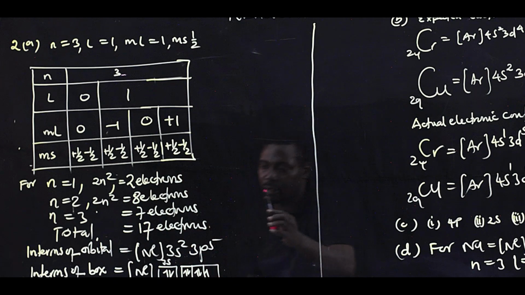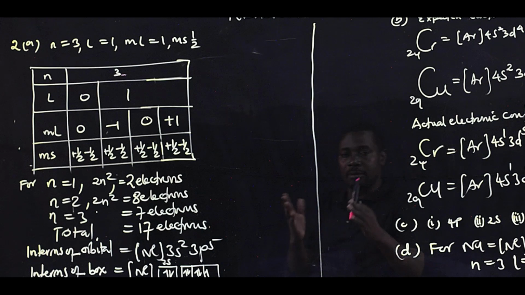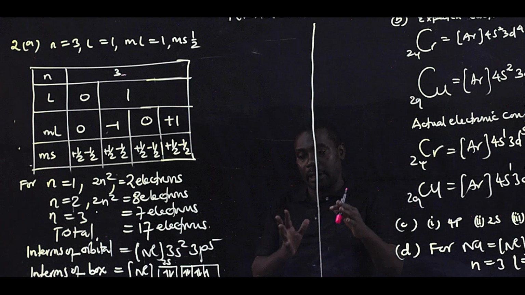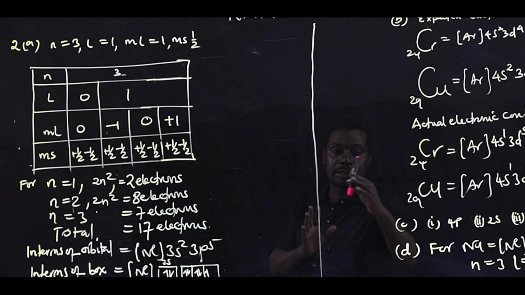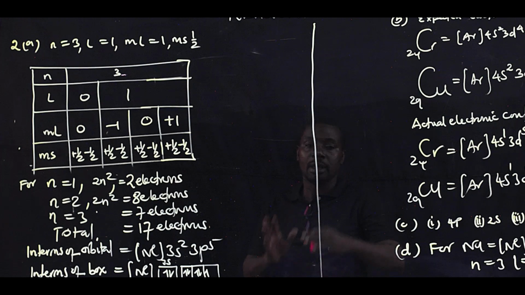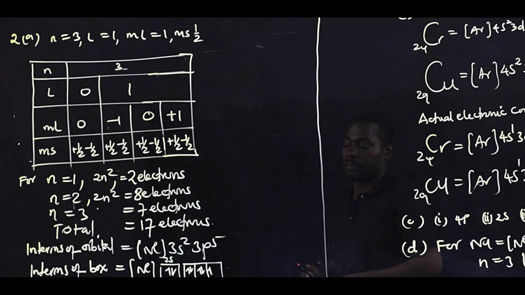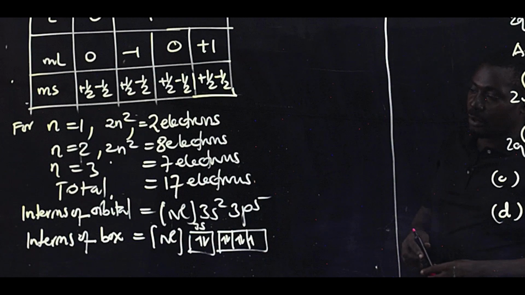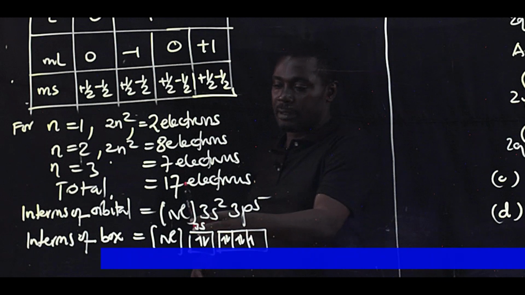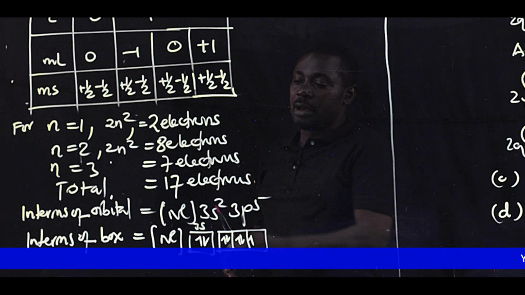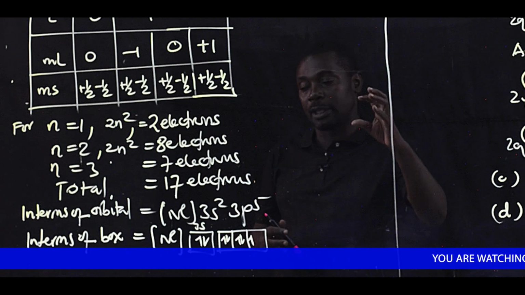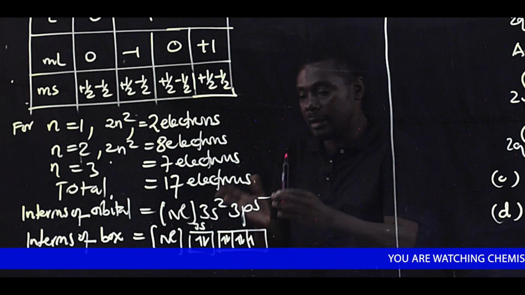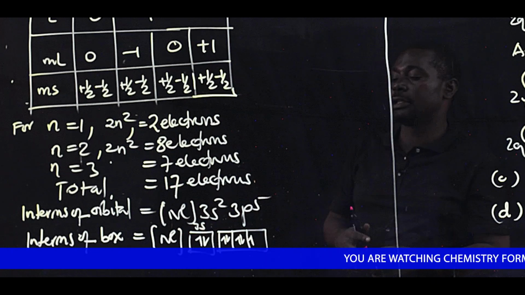So let me write the electron configuration of 17 electrons. And remember, there are two kinds of electron arrangement, or two kinds of electron configuration. There is in terms of orbital, and there is in terms of box. So in terms of orbital, these 17 electrons can be shortened by using the noble gas which has an atomic number nearest to 17 electrons.